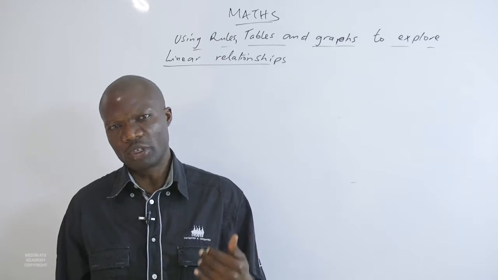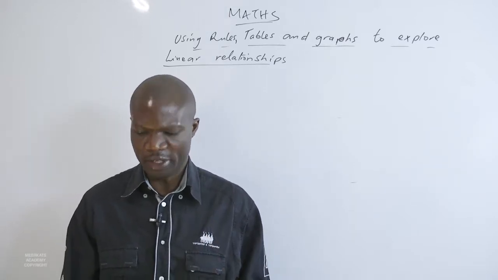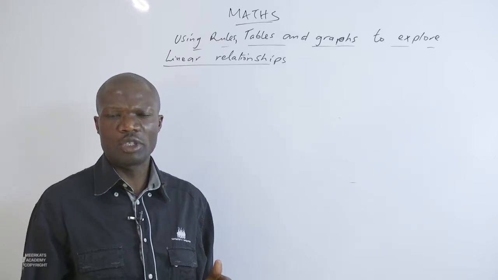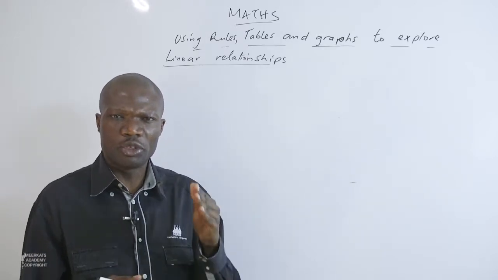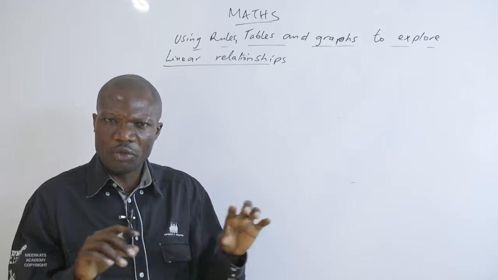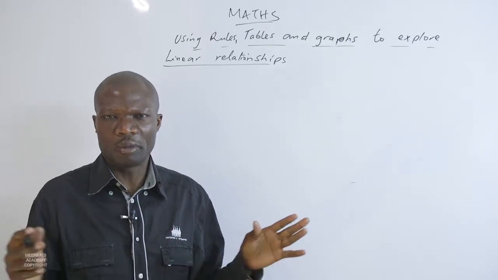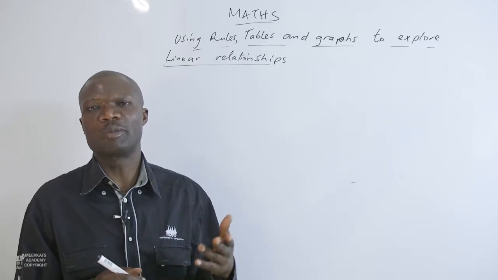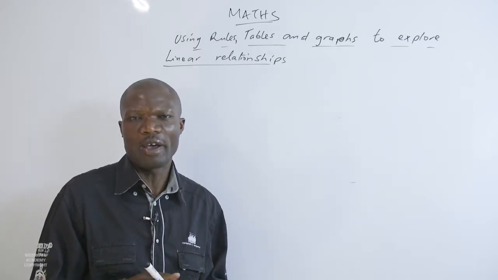So, in most cases, we normally find that any situation that we have two unknowns forming something like an expression or an equation, then we say that it has been connected by a rule.